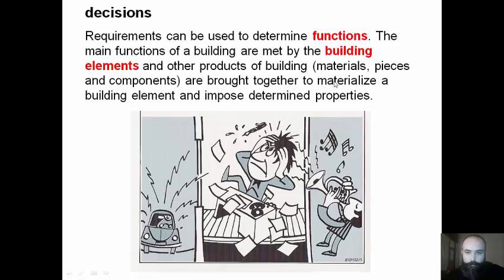They are brought together to materialize a building element and impose the determined properties. There is this noise, so the user has a requirement, so the building must insulate the noise. But the building cannot do that without its elements. So this element, this wall element, its function, one of the functions maybe, is to insulate the noise.